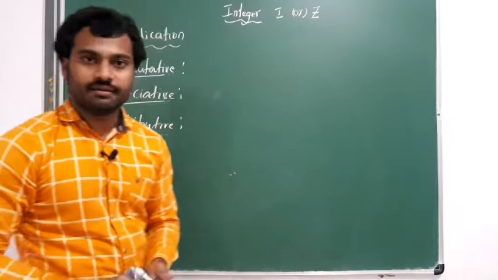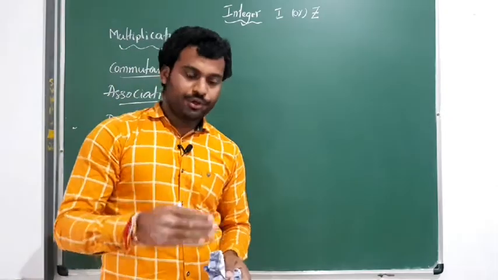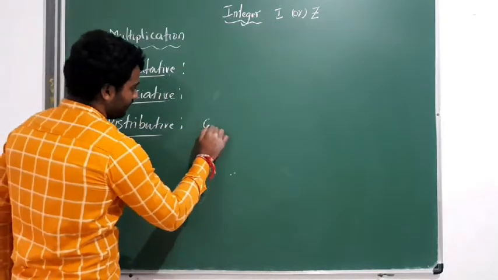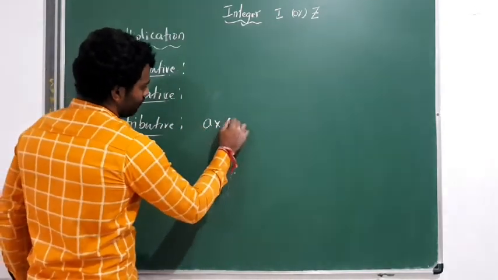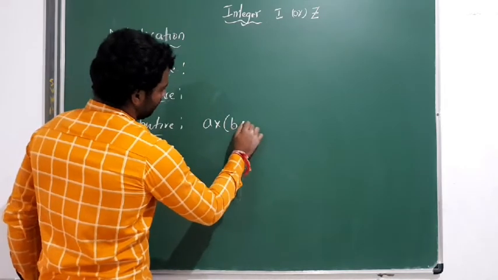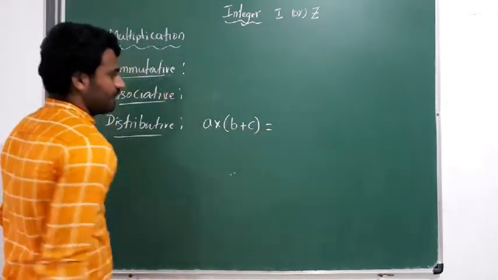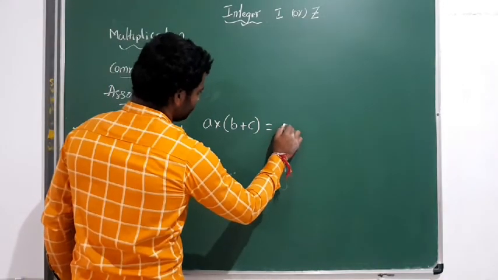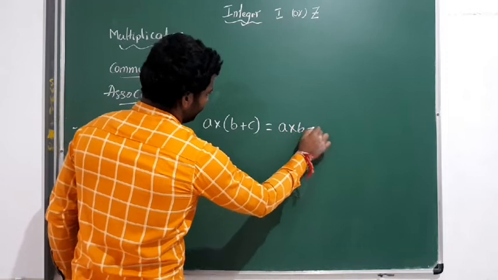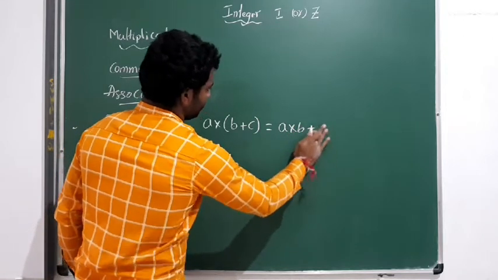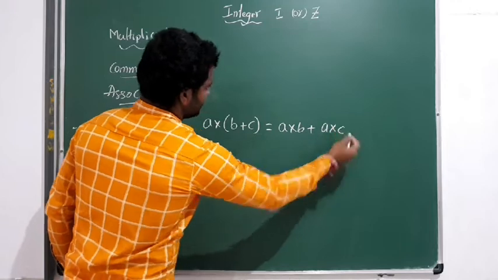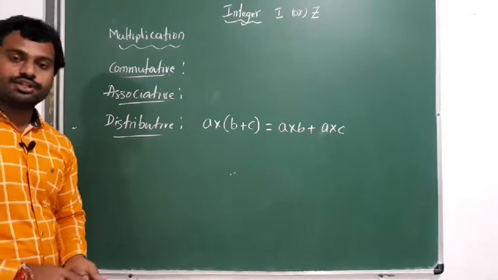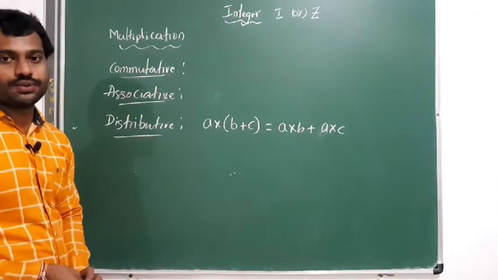So next, one more property is there, that is the distributive property, distributive under the multiplication. So what is this property? A into (B plus C). Clear or no? If it is equal to A into B plus A into C, if it is satisfying this, then it satisfies the distributive property under the multiplication.